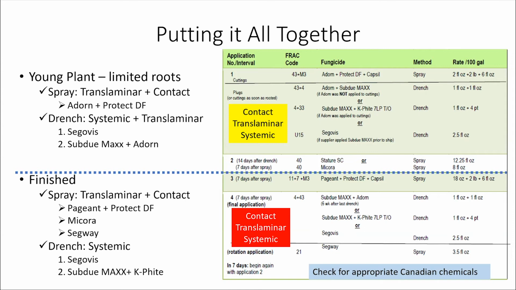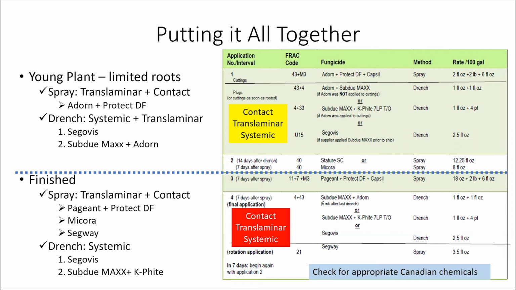Then as we get to the end of the cycle before we're moving it on to finished, we really want to be looking at probably your most effective chemical, Segovis as a drench. That has been shown to give you longer term control so that you're protecting yourself beyond 7 days quite effectively. And if you don't have Segovis, make sure that you're using something like Subdue Max plus Adorn again. You could be using Mycora in there as a spray if you wanted to, but get Subdue Max plus Adorn if you don't have Segovis. For the Canadians, it is not labeled for Segovis, so you're going to have to use something like Subdue Max plus Adorn.